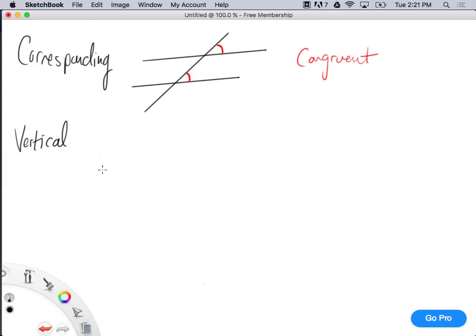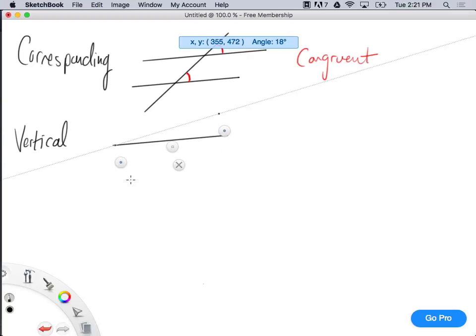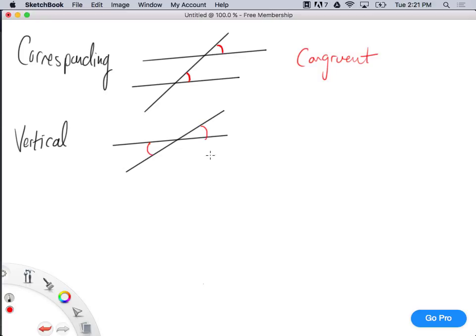Vertical. If I have a pair of vertical angles, this could look like this. Vertical angles, right? They're across the vertex from one another. You see that? Those are vertical angles. What do I know about vertical angles? They're what? Congruent. Okay.